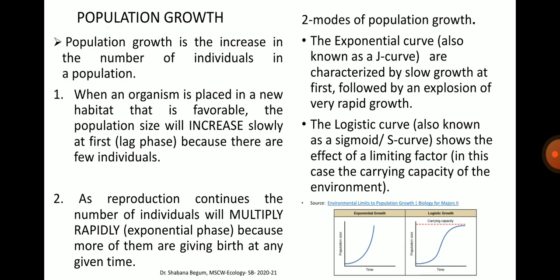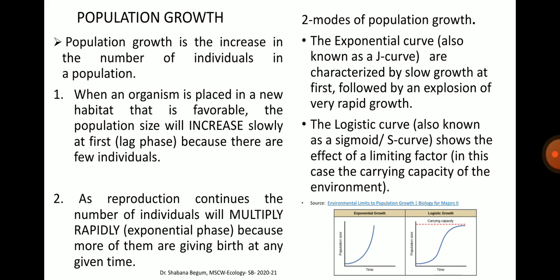Now, let's learn more about population growth. Population growth is the increase in the number of individuals in a population. When an organism is placed in a new habitat that is favorable, the population size will increase slowly at first. That's called the lag phase because there are few individuals in the beginning. As reproduction continues, the number of individuals will multiply rapidly. That's called the exponential phase because more of them are giving birth at any given time.